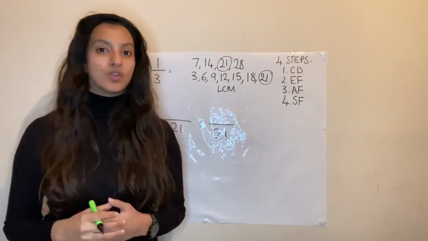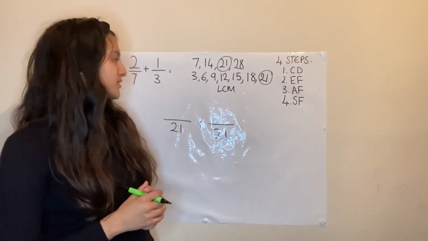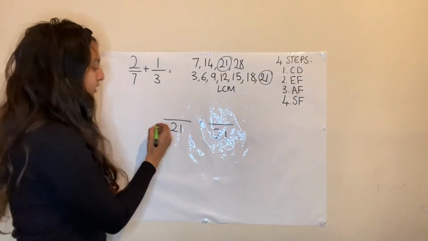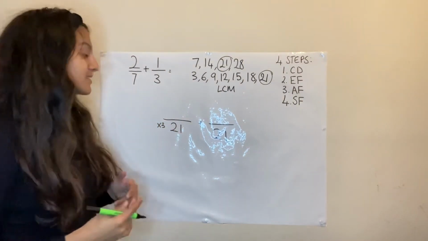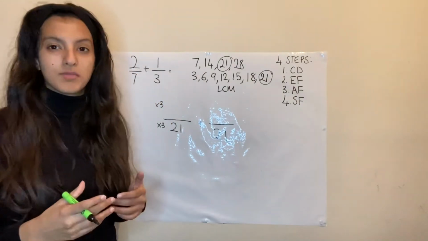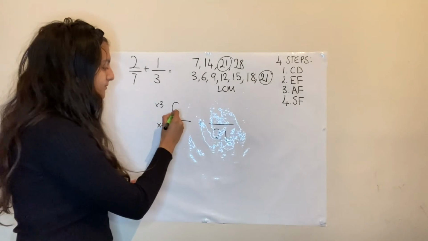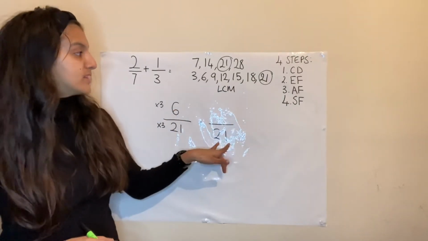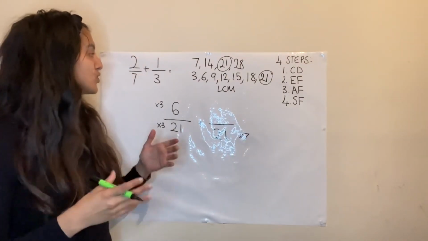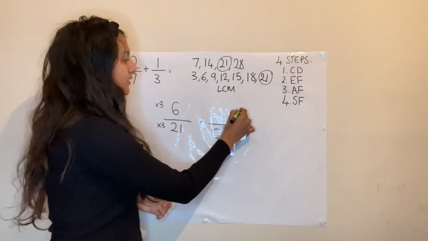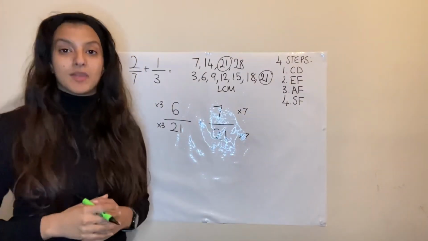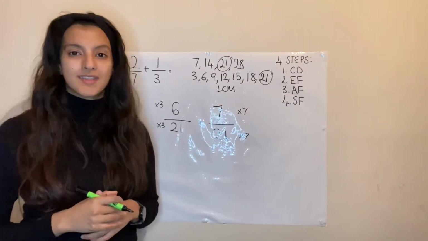Now I need to do step 2, which is to find out my equivalent fractions. Now, to get the denominator of 21, I have to multiply 7 by 3, which means I now need to multiply my numerator by 3 as well. 2 times 3 equals 6. Now, to get to 21, I need to multiply 3 by 7, which means I also need to multiply my numerator by 7. 1 times 7 is 7. Step number 2, done.